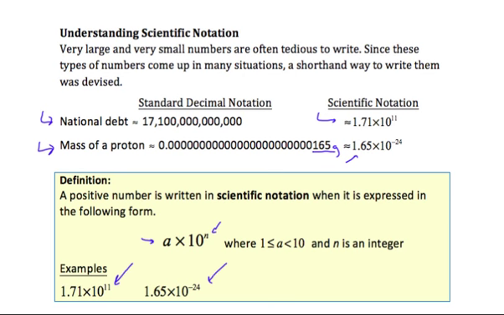The other thing to note here is that since a has to be between 1 and 10, we always have one digit in front of the decimal. Notice 1.65 in this case, and over here 1.71. Now that digit doesn't always have to be the number 1, but it does always have to be a single digit in front of, or to the left of, the decimal.